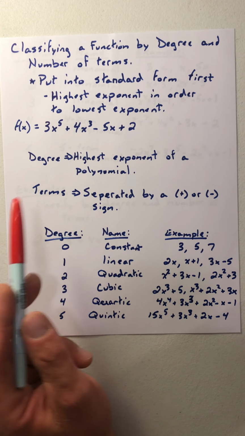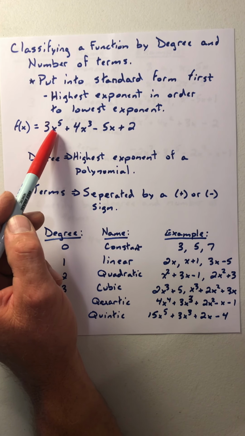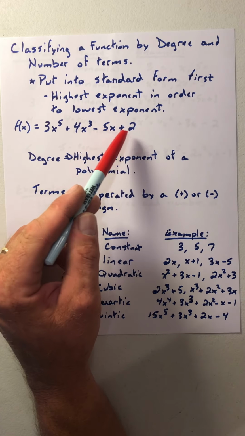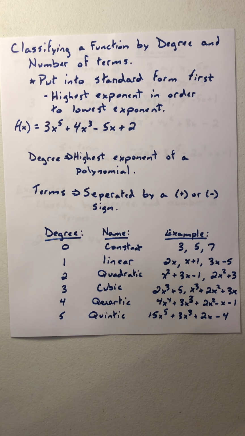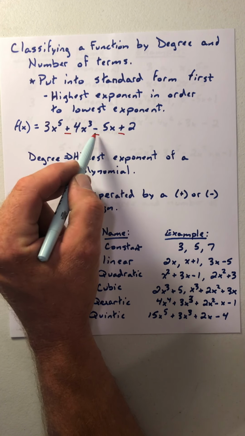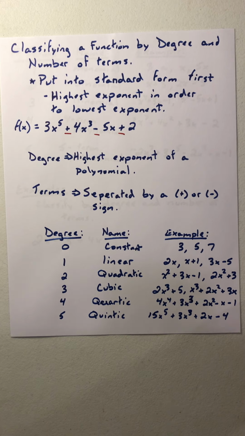Terms we separate by a plus or a minus sign. So if we come back up here to the example, we're going to have 1, 2, 3, 4 terms. The quick way of figuring out how many terms we have is count your plus signs or minus signs. We have 3 of them, add 1 to it, and we get 4.